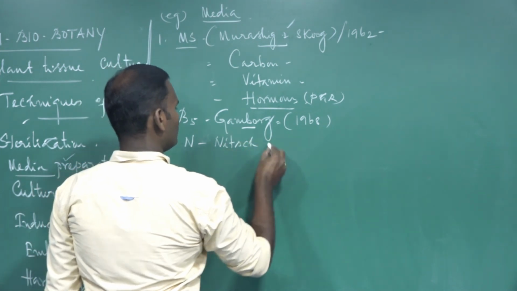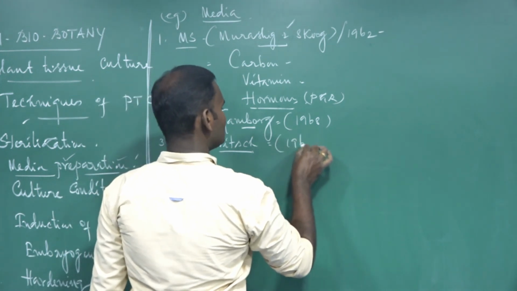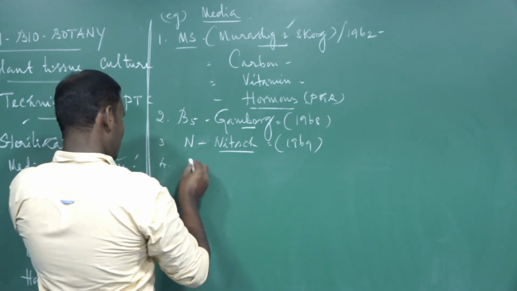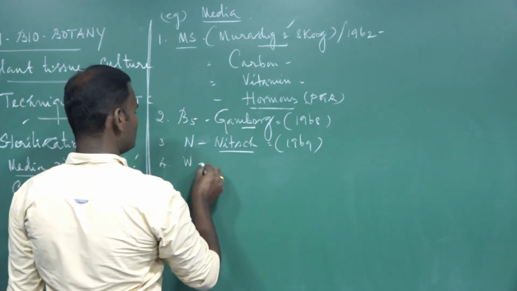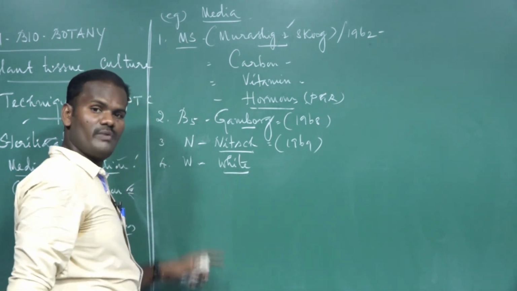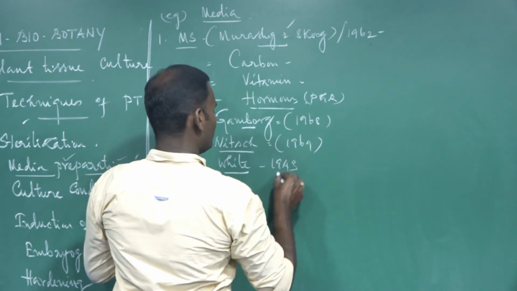Niche medium. It was developed by Nitsch in the year 1969. Then the fourth one is W medium. It is also called White medium. It was first developed by White, a scientist, in the year 1943.